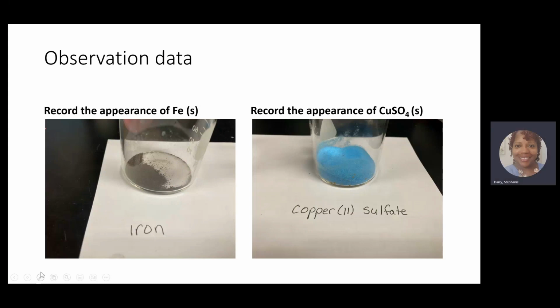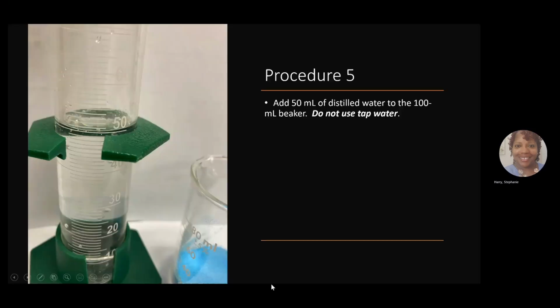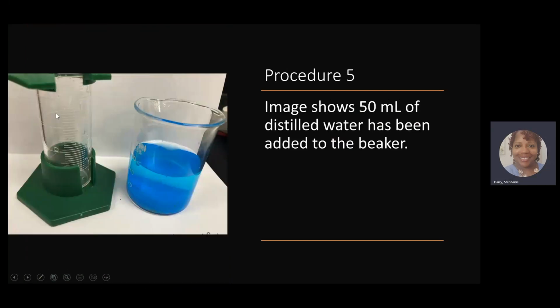This is a picture of the iron and the copper 2 sulfate. You need to record their physical state, the color, and the texture of each of these reactants. Procedure 5. You're going to add 50 milliliters of distilled water to the 100 milliliter beaker. So here is my graduated cylinder. There's 50 milliliters of water in the graduated cylinder. Now the graduated cylinder is empty. I've added the water to my copper 2 sulfate that was in the beaker.